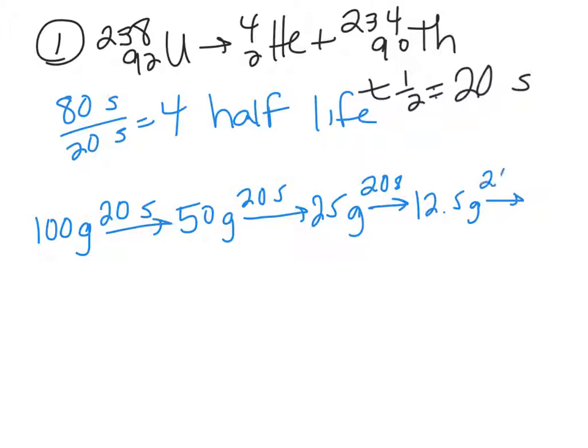And after the last 20 seconds of our 80 seconds, we would cut that mass in half again, and we would have 6.25 grams of uranium. So the question asks, after 80 seconds, or 4 of those 20-second half-lives, how much remains as uranium? It would be 6.25 grams. If they ever asked the amount of thorium, it would be 100, our total mass, minus 6.25 is the mass that you would have of that product, the thorium.